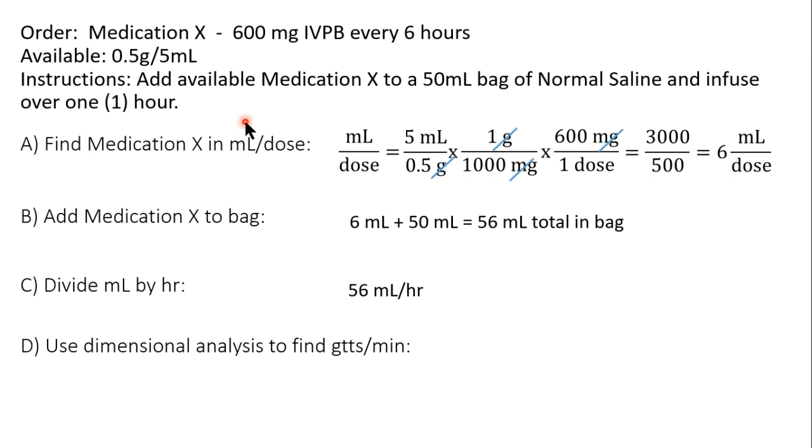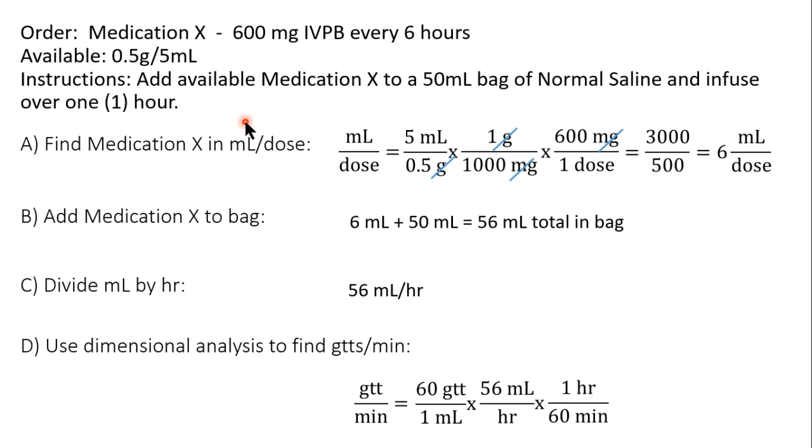And now we want to find drops per minute. So we said drops per minute. We put the conversion ratio between, so we are told it's a microdrip, so we know it's got to be 60 drops per milliliter times the 56 milliliters per hour. Our milliliters cancel out. And we want it in terms of minutes, so we add the conversion rate 1 hour over 60 minutes. So if you multiply the top and divide the bottom, we get 56 drops per minute.